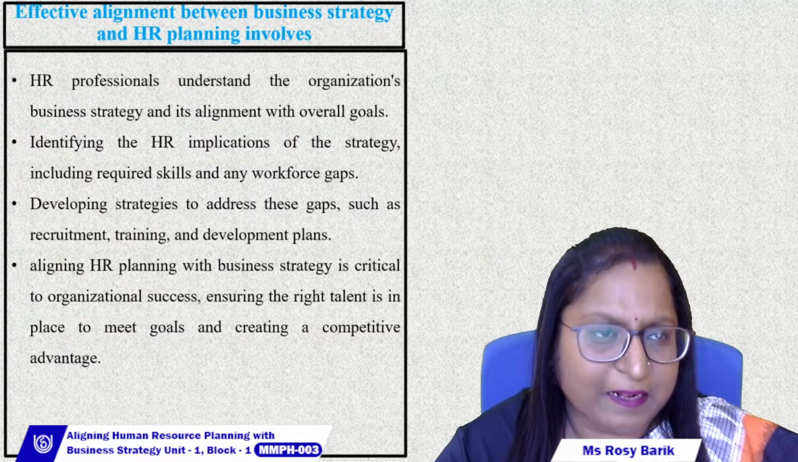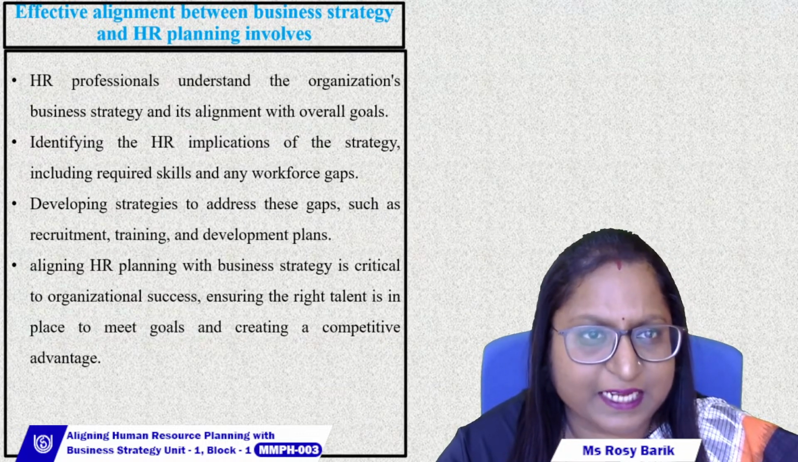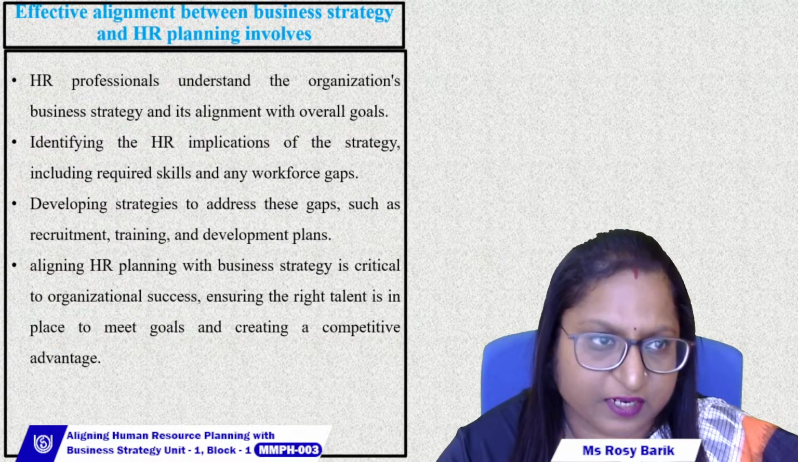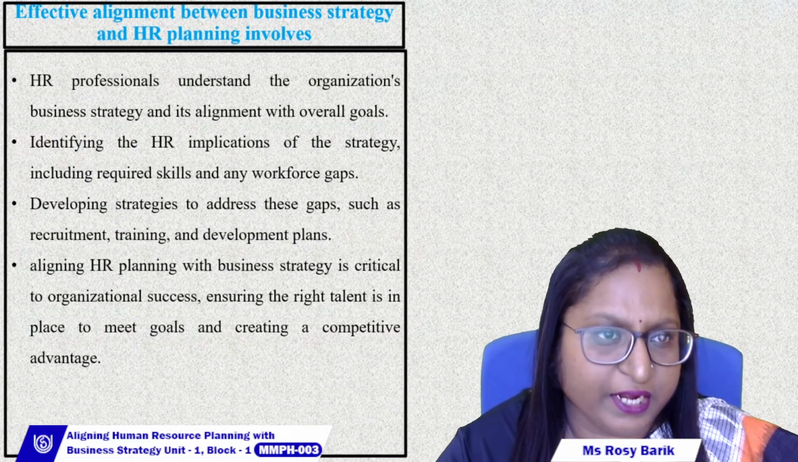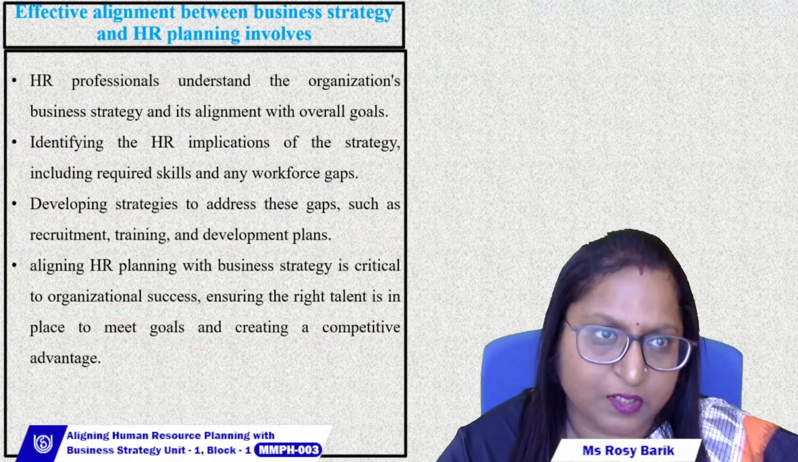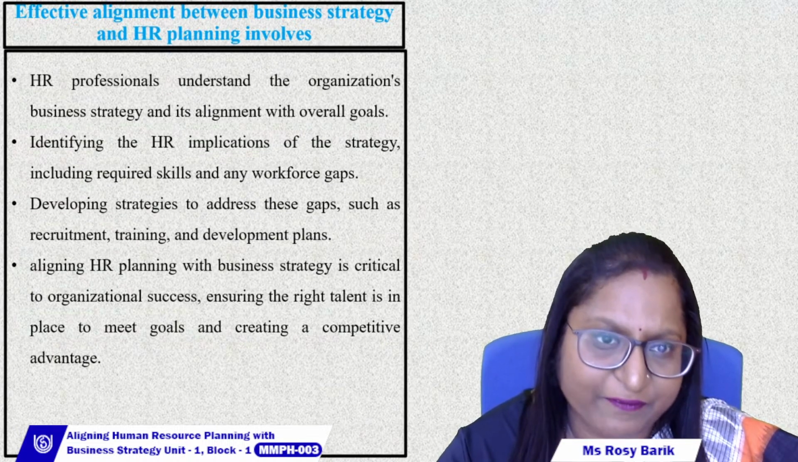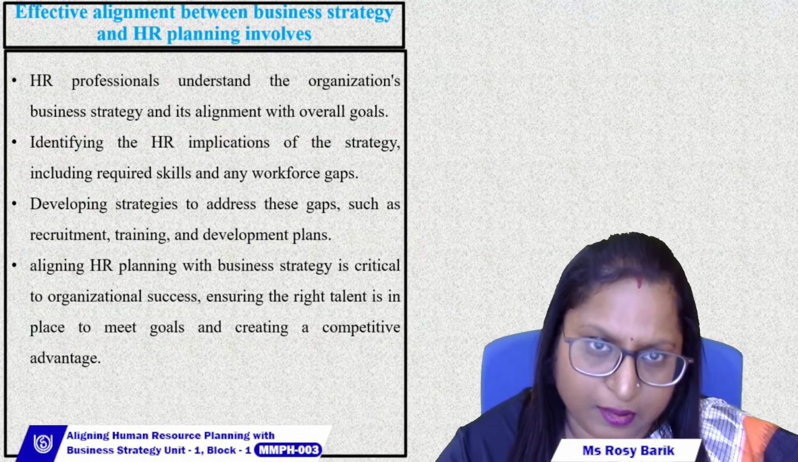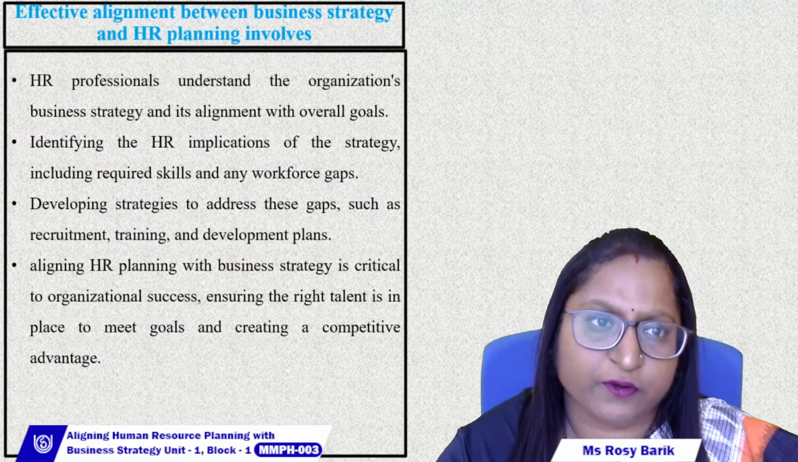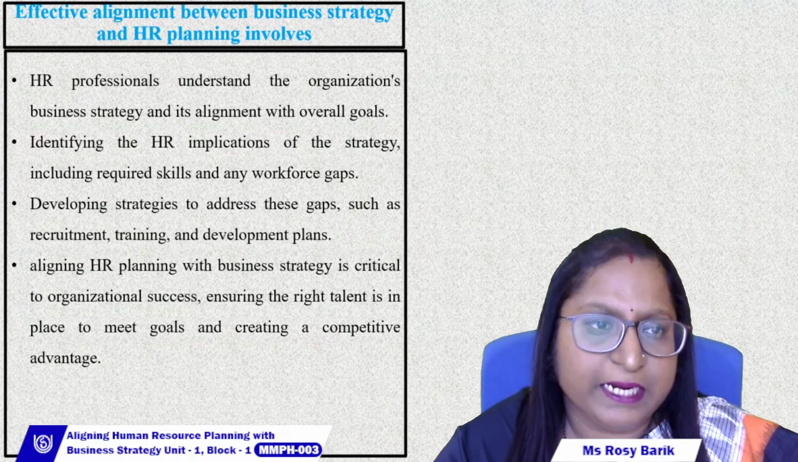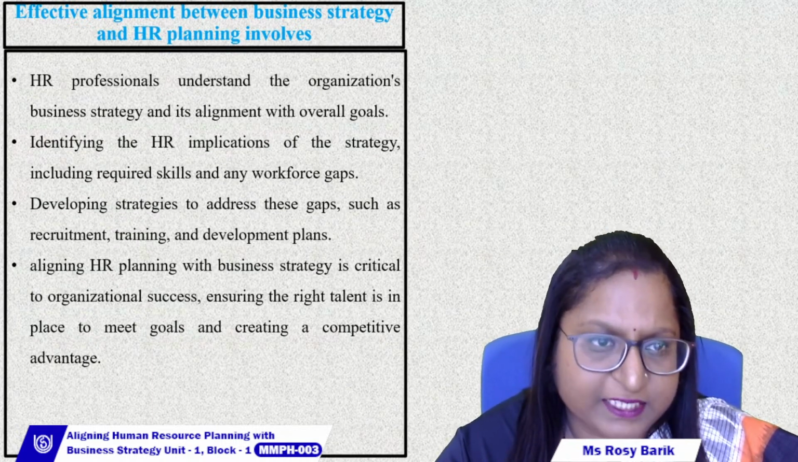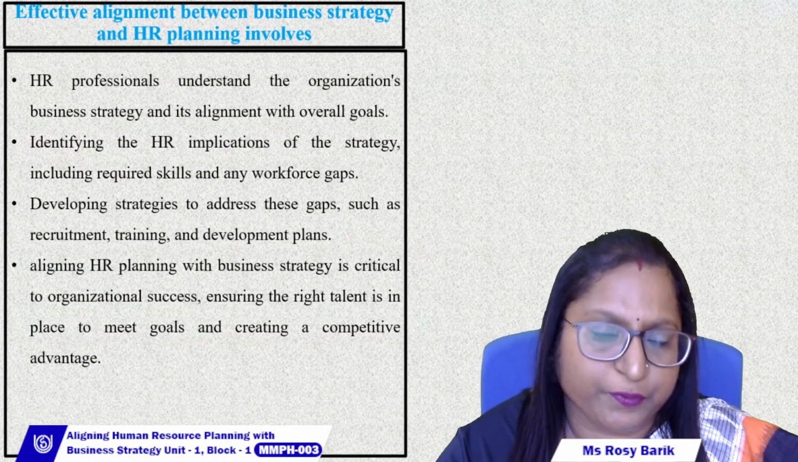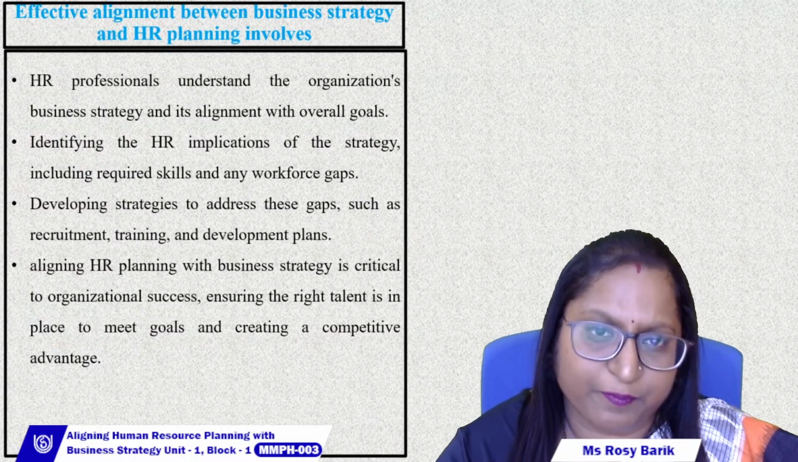So, it helps in identifying the HR implications of the strategies, including required skills and any workforce gaps. It helps in developing strategies to address these gaps, such as recruitment, training, and development plans.